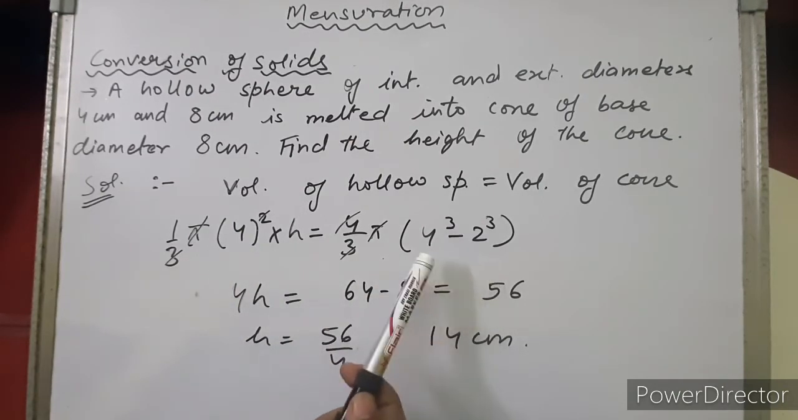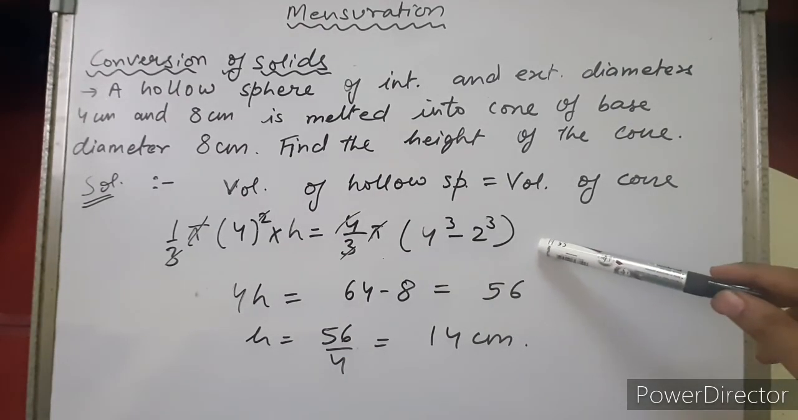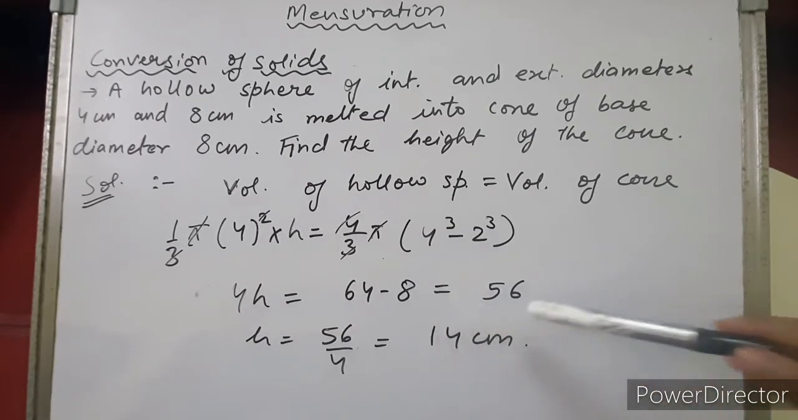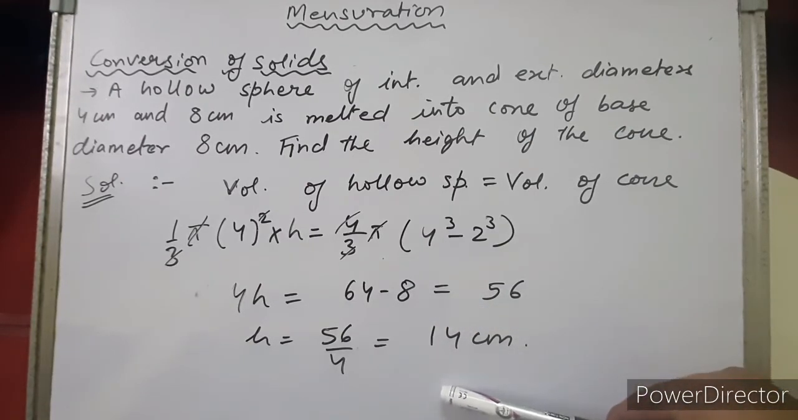And on the right side we solve 4 cube minus 2 cube. 4 cube is 4 fours are 16, 4 sixteens are 64. Minus 2 cube, which is 8. 64 minus 8 is 56. So the height of the cone is 56 upon 4, that is 14 centimeters. Alright, children. Understood this sum? Please note down the solution.